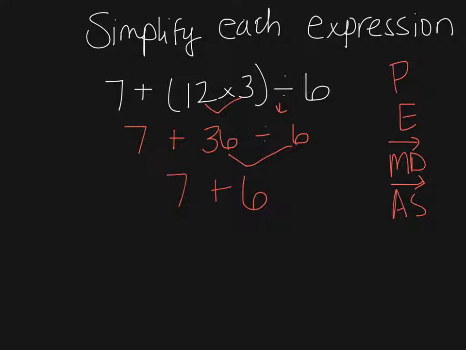And please take note that each time I am drawing this arrow showing that I'm working on this problem here. Now I'm working on this little problem here. So lastly, I'm going to be adding 7 and 6 together to get 13. And that's my final answer. So I'm going to put a box around it. All right, let's try another one.